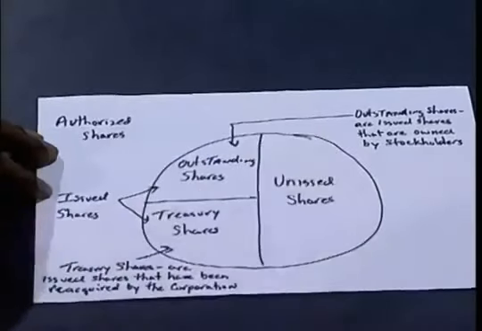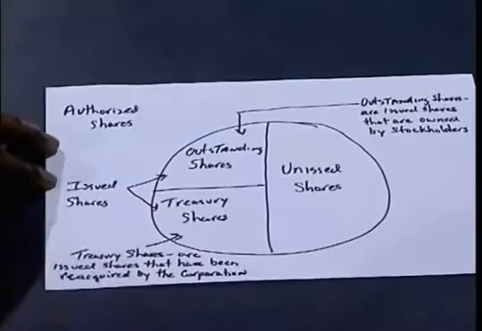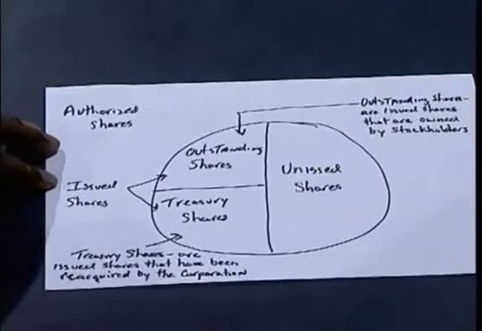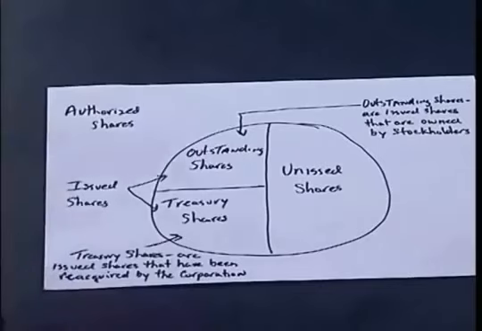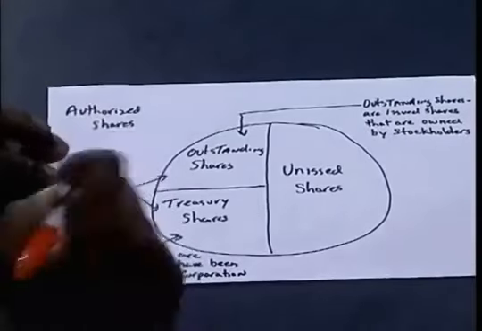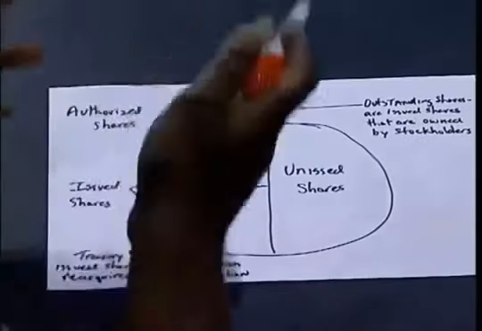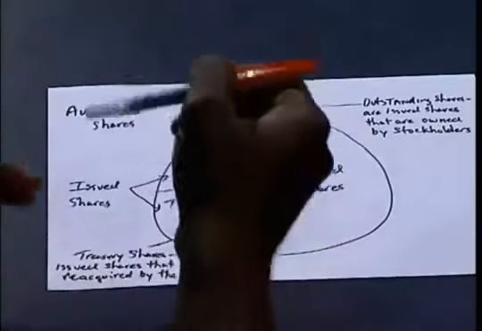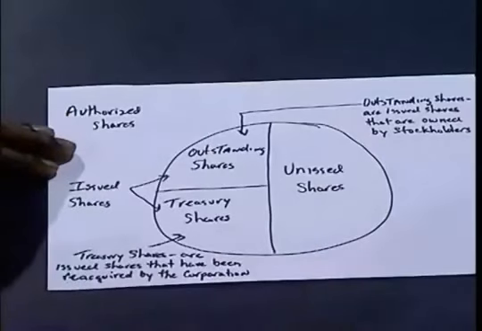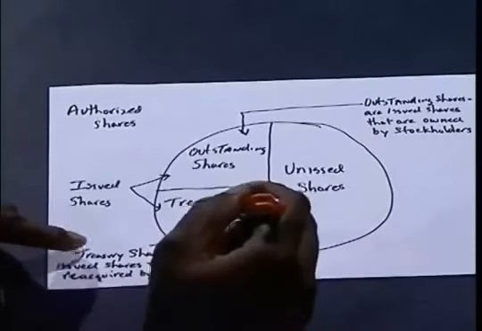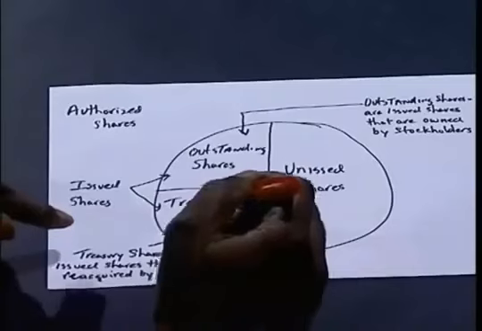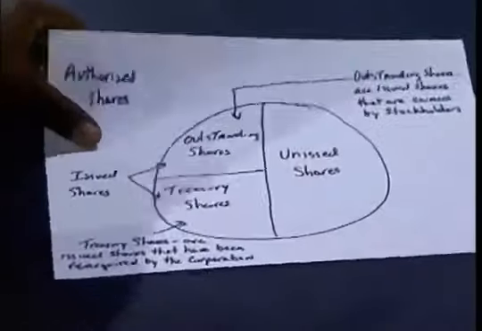Then you have what they call treasury shares. Treasury shares are issued shares that have been reacquired by the corporation. Of course, we already talked about the unissued shares. That is, once you issue shares, they become outstanding. When the company decides to buy them back, because the company can repurchase the shares, they become what they call treasury shares. They're no longer outstanding, but they're issued, but they call treasury shares.